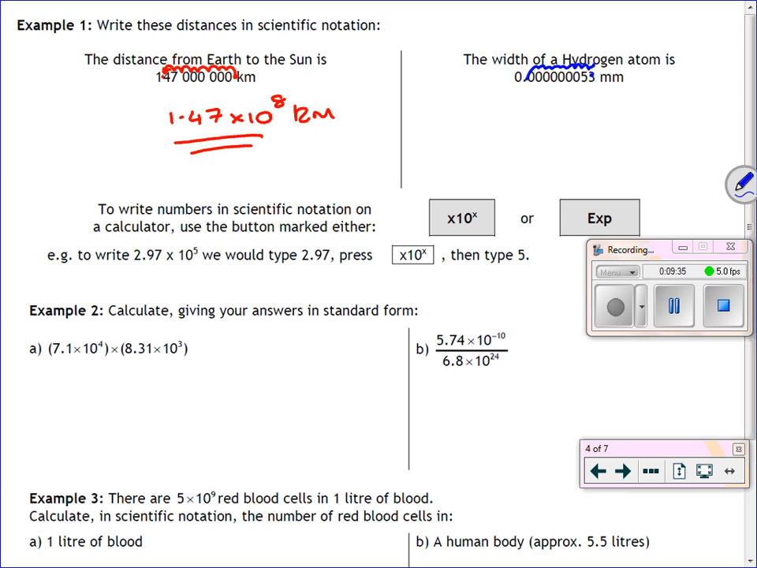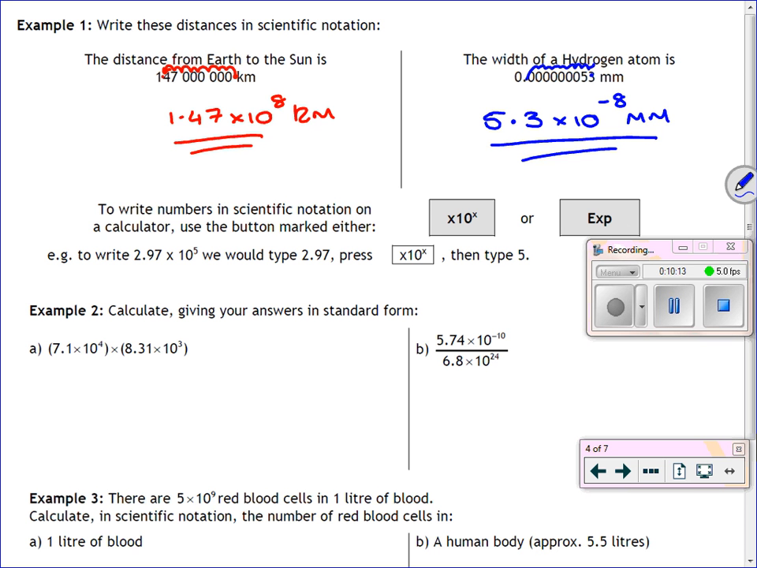So we start off with the number between 1 and 10, which will be 5.3. Put in the standard form part because it's always a multiple of a power of 10. And remember, we jumped 8 places, but it's 8 places in the opposite direction because it's a very small number. So we say that it's going to be 5.3 times 10 to the power of minus 8 millimeters. That is the width of a hydrogen atom.